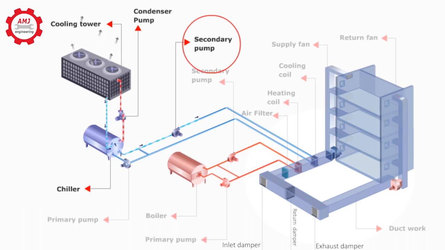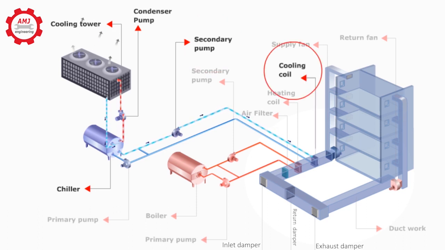The secondary pump pumps the chilled water from the chiller to the AHU cooling coil. Fresh air blows in from the inlet damper. This air flows across the cooling coils and its temperature is reduced. The water in the cooling coil takes up the heat from the fresh air blown through it, and this warmed water is sent back to the chiller by means of a primary pump for chilling.